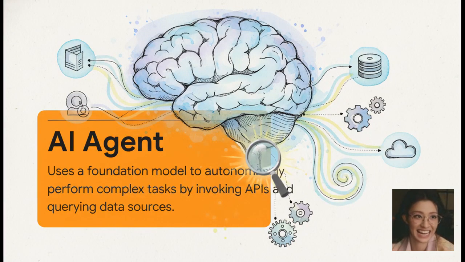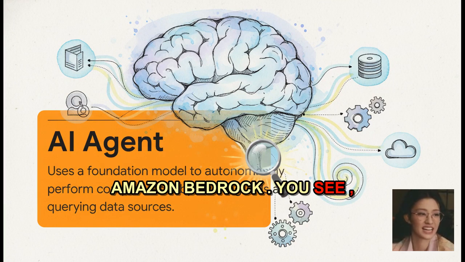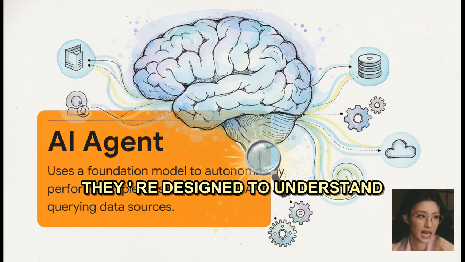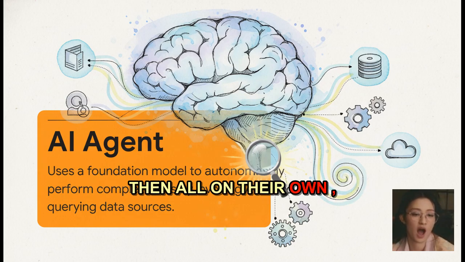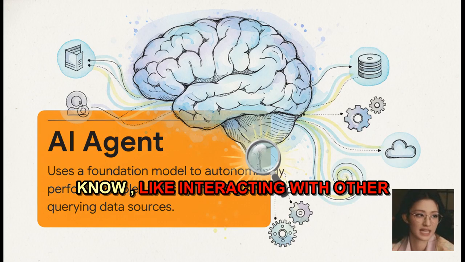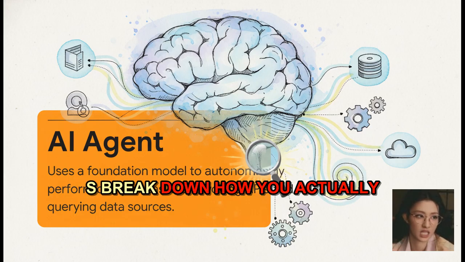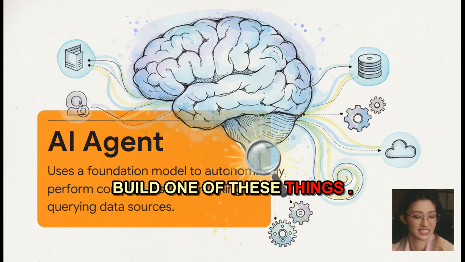And that is the core idea behind AI agents, like the ones in Amazon Bedrock. You see, they're designed to understand a big picture goal, and then, all on their own, figure out the specific actions needed to make it happen. Like interacting with other software or pulling data from a database. So let's break down how you actually build one of these things.